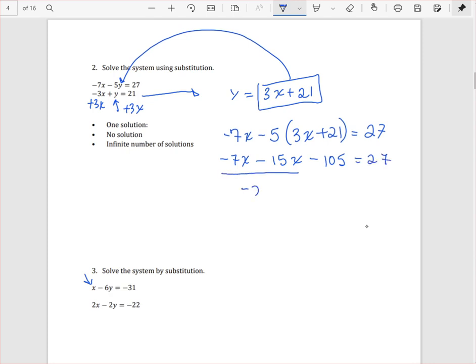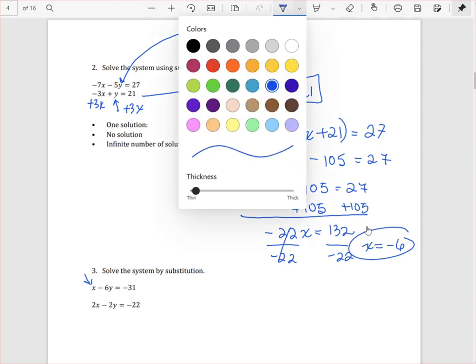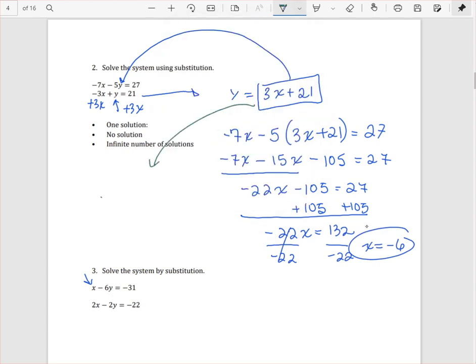So then we combine these. And plus 105. And then divide. And that's how you get x equals negative 6. And then once you have that, you take that number and put it here to find y. That's going to give you 3. So then it will be negative 6 and 3.